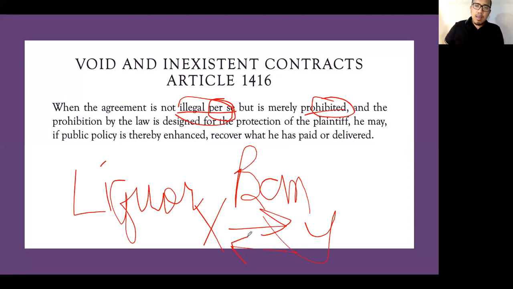Okay. So, the plaintiff, yung nagkaso, may if public policy lang naman will be enhanced. So meron siyang requirement. If and only if the public policy is enhanced, may recover what he has paid. In this case, I don't think they will be able to recover kasi the public policy will not be enhanced.